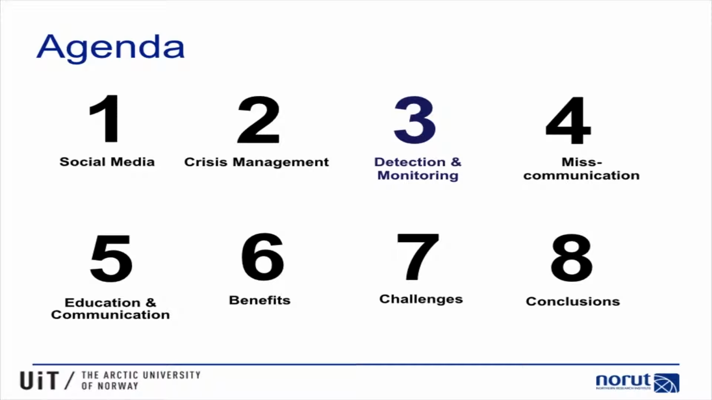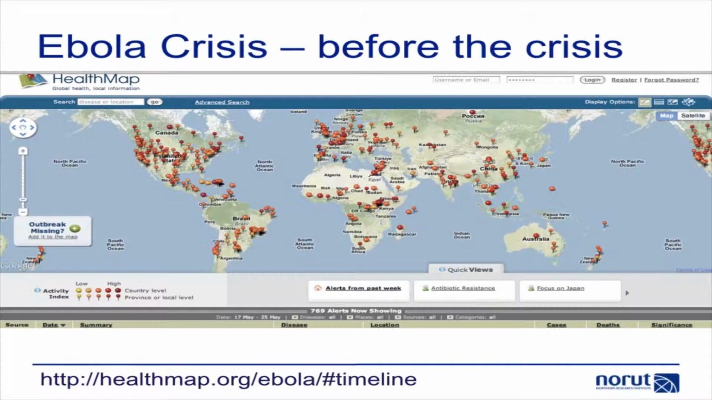Now I will give you some examples of how we can use social media to detect and monitor crisis. One of the projects I want to bring to your attention is called HealthMap. HealthMap is a project from the Harvard Medical School where they are tracking online news about disease, about symptoms from all over the world. And this is done as part of a disease surveillance project.